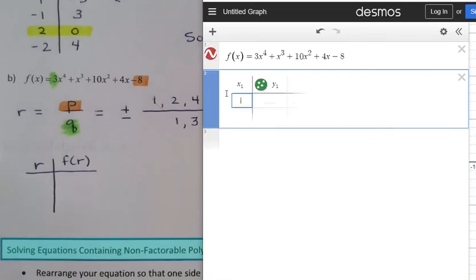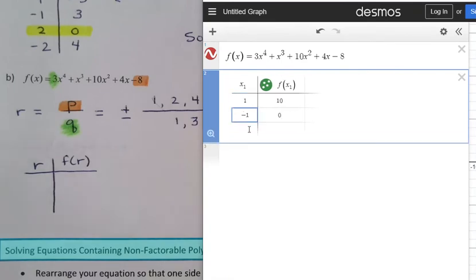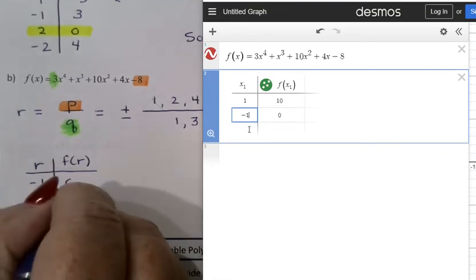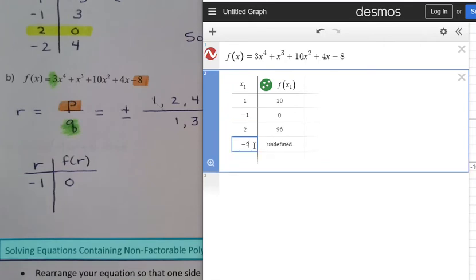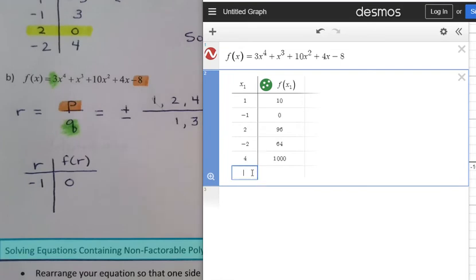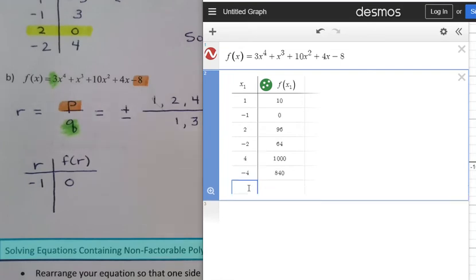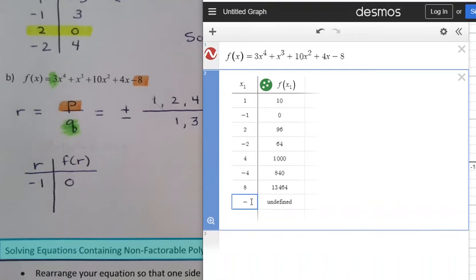And in my table, all of the x values I give it, I want them to plug in and find f of x1. And I'm starting with 1 and negative 1. Oh, negative 1 worked, so I'm going to put negative 1 with an output of 0 in my table here. Trying a few more. It's the next one, 4 and negative 4. And 8 and negative 8, and none of those worked.